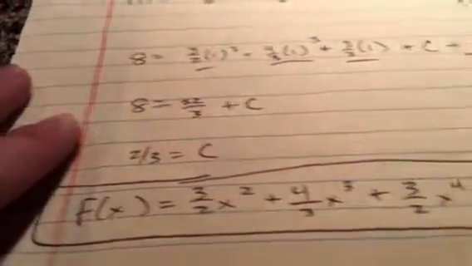I believe it's 2/3. And then plug that in for c. Notice how c has an x attached. All right, so this would be your final answer.